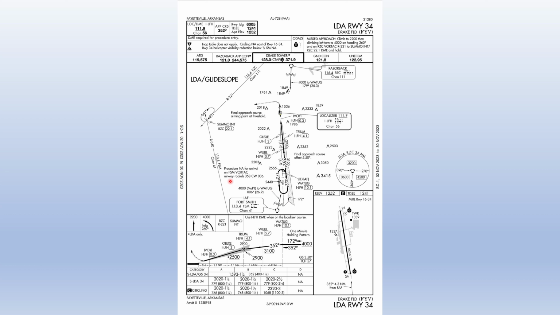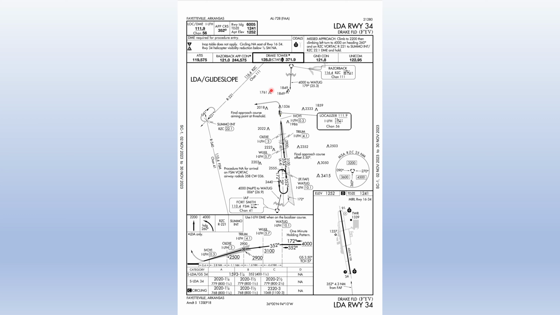It does have some notes here about if we're coming from the 358 radial clockwise around to the 036 degree radial, we can't use this intermediate segment, but that would be coming from this direction. Let's see here, 358 around, coming in from the north. We are coming in from this direction over here, having departed Fort Smith Airport.